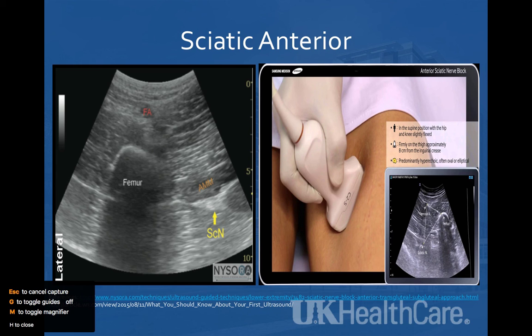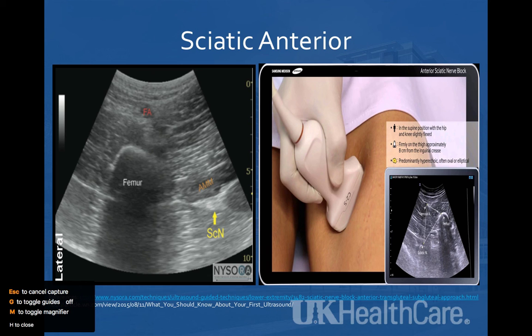Because the angle of approach can be challenging in that particular instance, I typically will take this block more commonly as a medial to lateral block, such that I don't have to worry about contacting the femoral artery, having to negotiate around the femur and femoral artery. So you abduct the leg a little bit, get it out, so you can get that segment of approach to get down to the sciatic nerve.